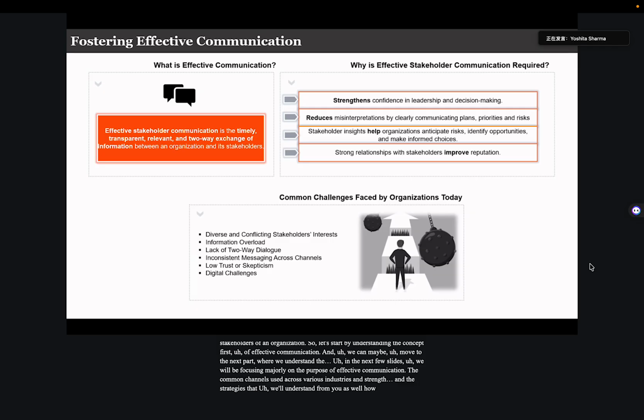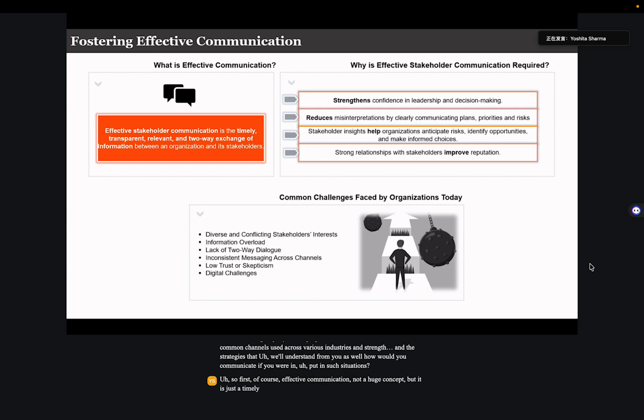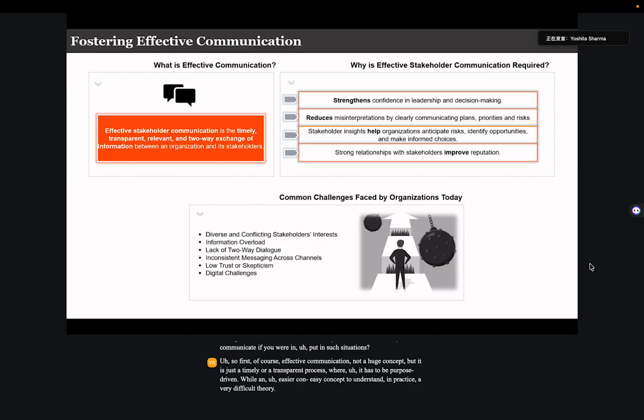How would you communicate if you were put in such situations? So first, of course, effective communication, not a huge concept, but it is just a timely and transparent process where it has to be purpose driven. While an easy concept to understand, in practice it is a very difficult theory to apply. It is a skill that takes your organization a long way.